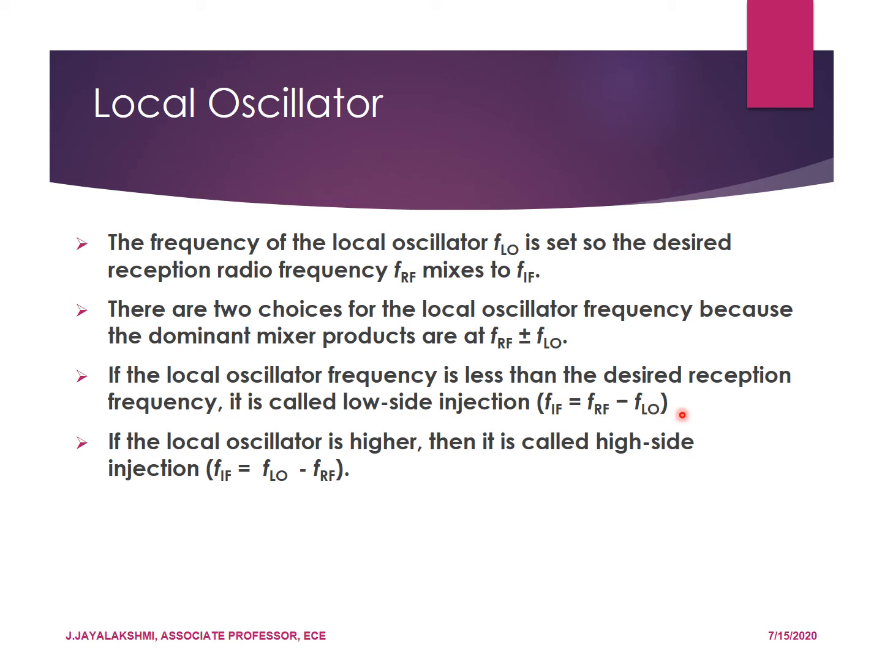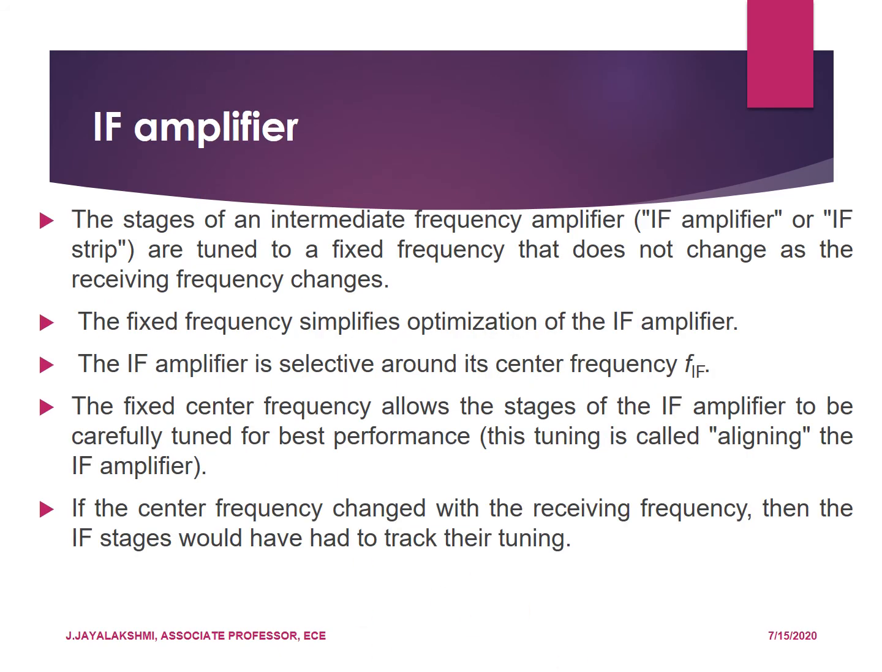The intermediate frequency is FRF minus FLO. If the local oscillator frequency is higher than the desired reception frequency, then it is called high side injection, and the resultant intermediate frequency will be equal to the local oscillator frequency minus the desired reception frequency. So this is how your mixer is going to produce the intermediate frequency, and this is how your local oscillator is going to work. The next stage is the IF amplifier stage.